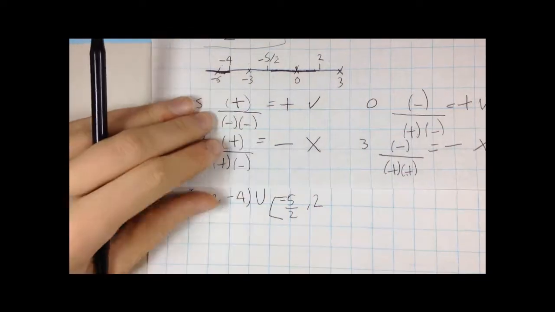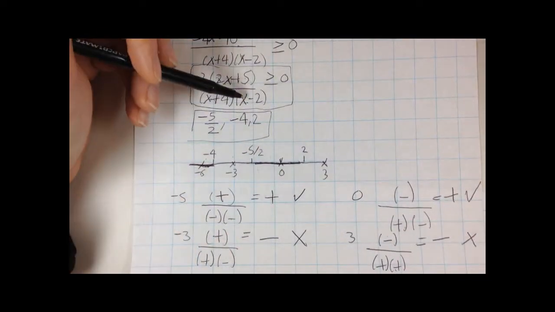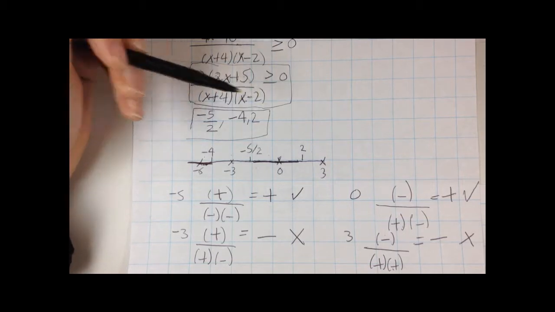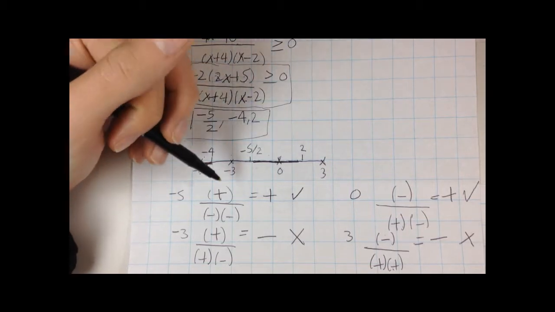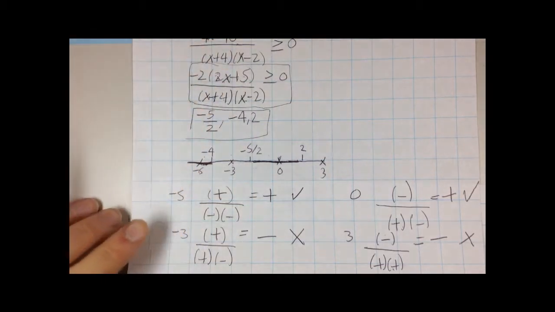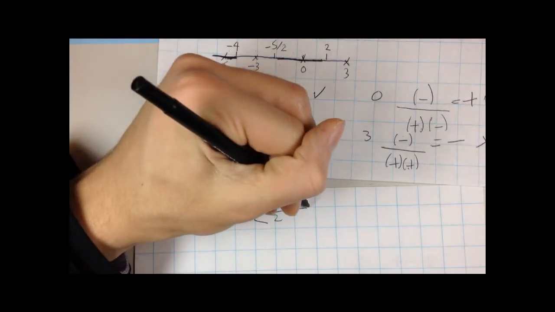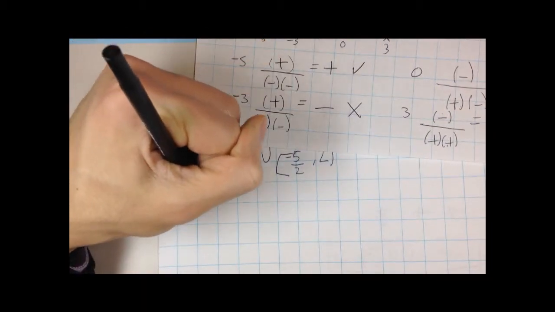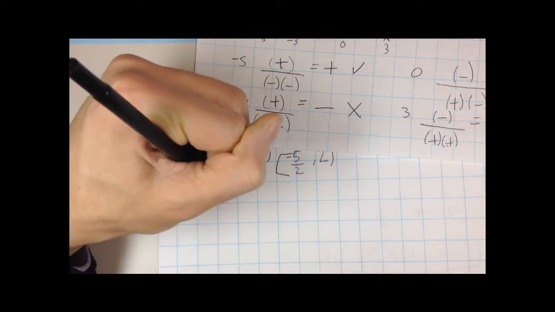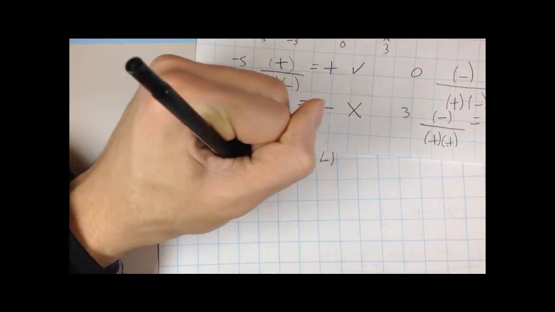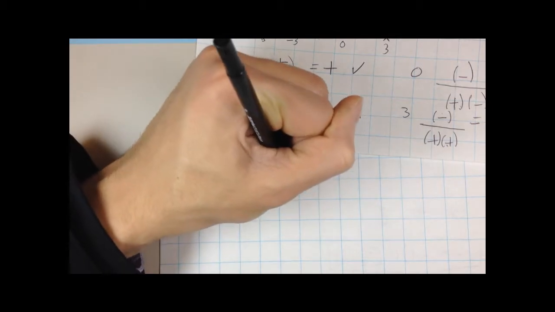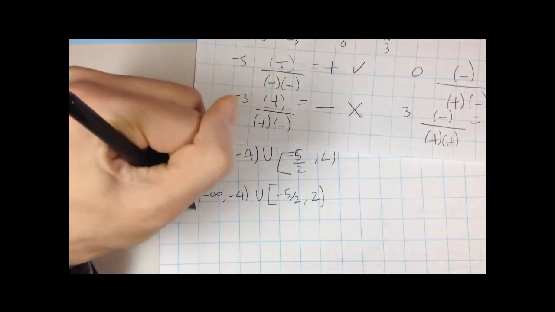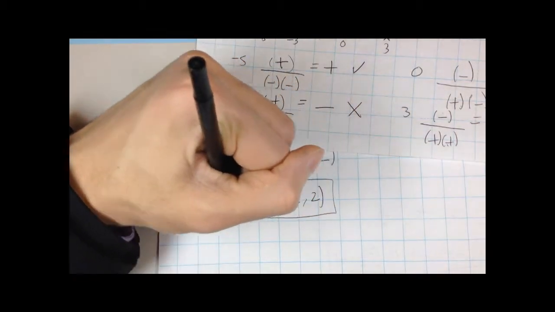And so for 2, we'll notice once again if we plug it in here, we're going to get 2 minus 2, and that's going to be 0, and we can't have a 0 in the denominator, so we won't have a solution for that. So it's just going to be -infinity to -4 union -5/2 inclusive to 2, and this is our solution.